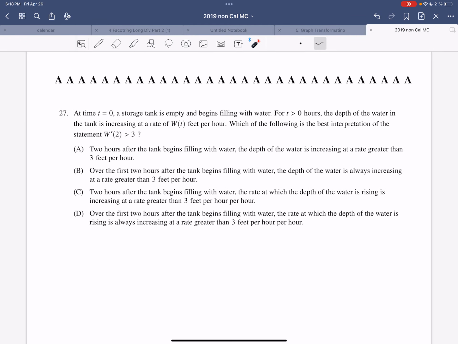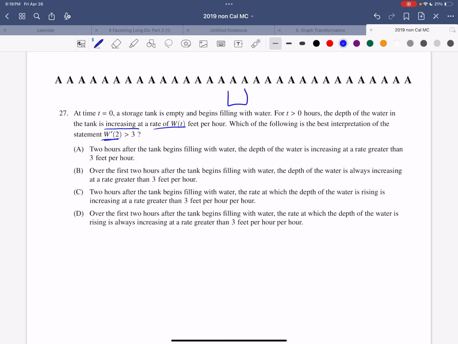At time t, a storage tank is empty and begins to fill. So there's a tank of water and you're going to start filling the water for hours. For t greater than 0 hours, the depth of water in the tank is increasing at a rate of this one per hour. Which of the following is the best interpretation of y prime of 2 greater than 3?